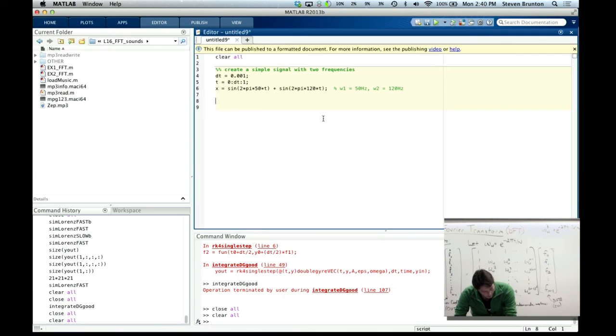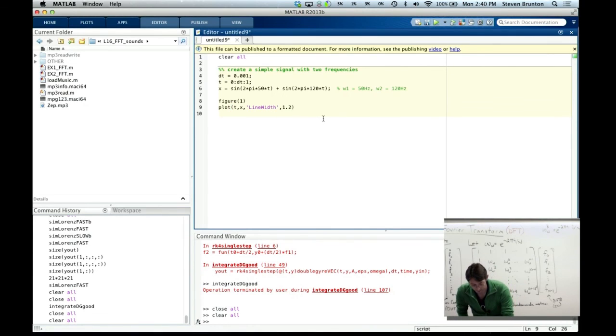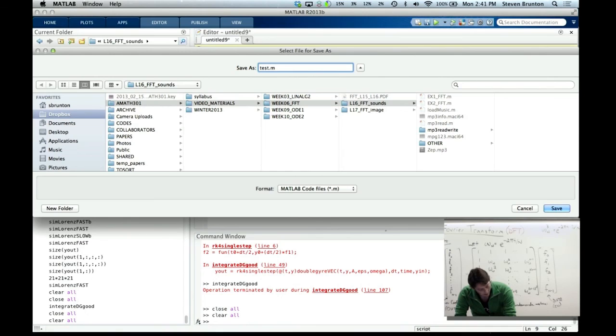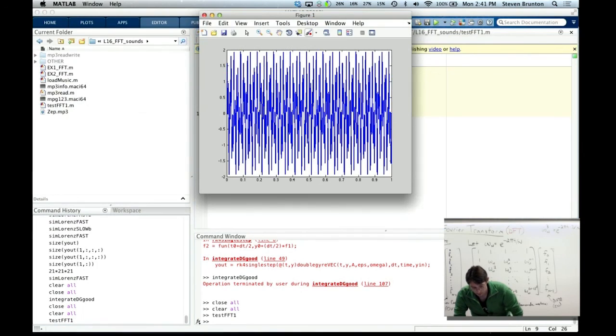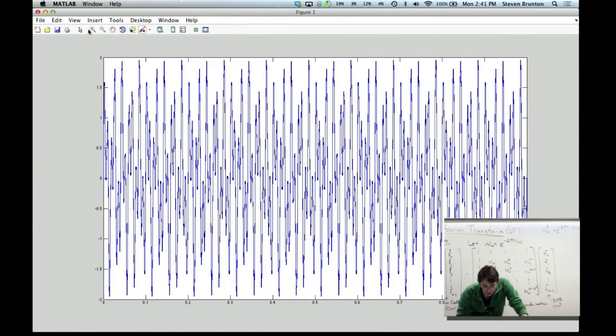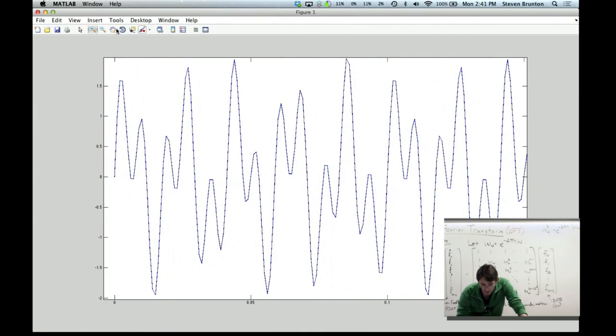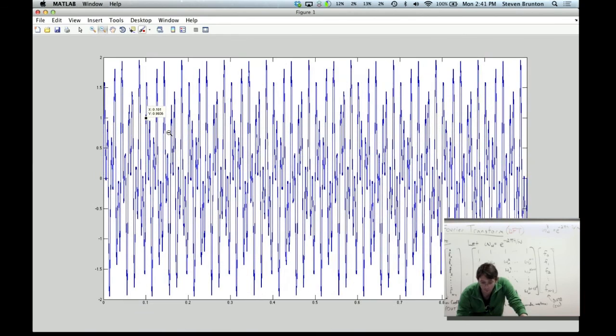The first thing I'm going to do is just plot this signal. Save this as test FFT1. Okay, and this is what my data looks like. It's kind of noisy. It's not so bad. I think it's actually my Matlab rendering. It looks pretty clearly like there's the sum of two sine waves, maybe. Okay, that's my data.